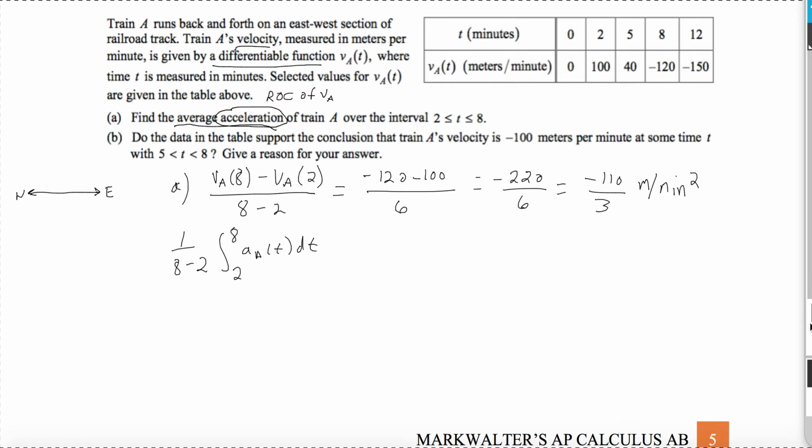Okay. So this one was only 1 point. It's 1 point for the average acceleration, which is over here, negative 110 over 3. Okay. Let's take a look at part B.